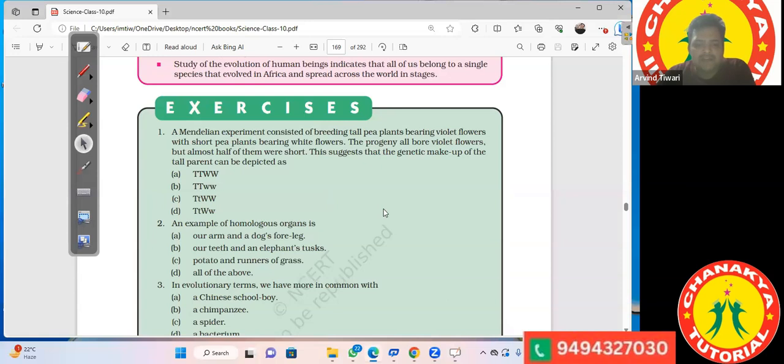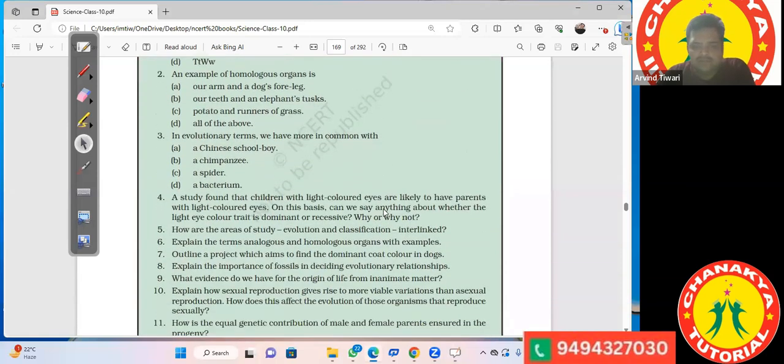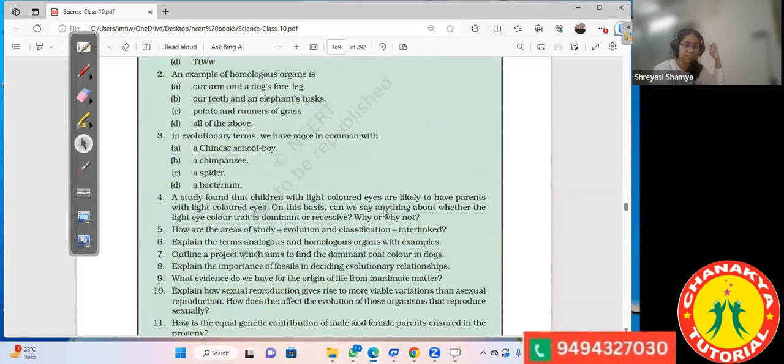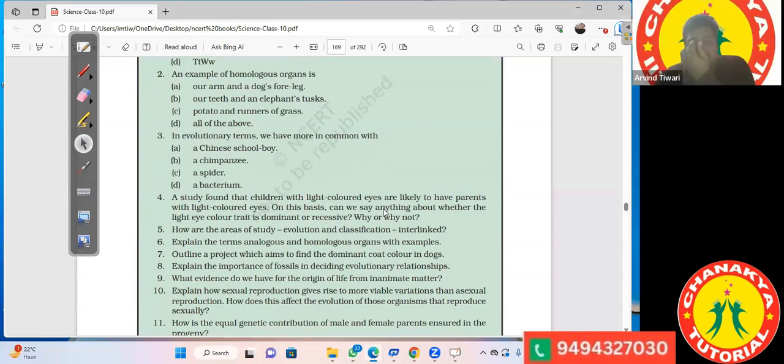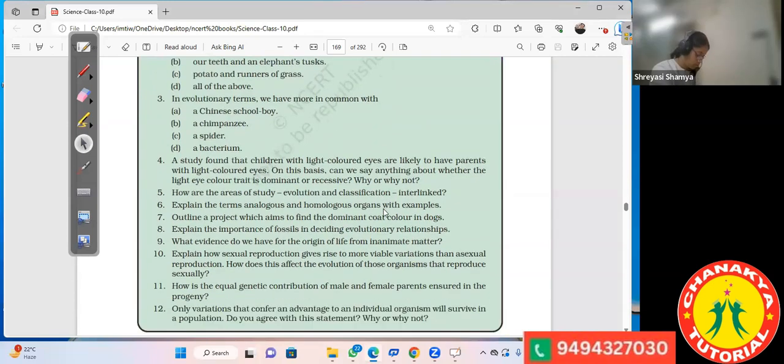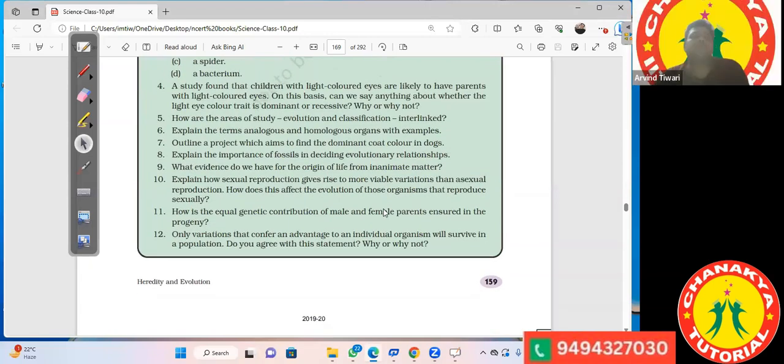Questions 2 and 3 are from evolution. Fourth one, it says: a study found that children with light colored eyes are likely to have parents with light colored eyes. On this basis, can you say anything about whether the light eye color trait is dominant or recessive? Why or why not?